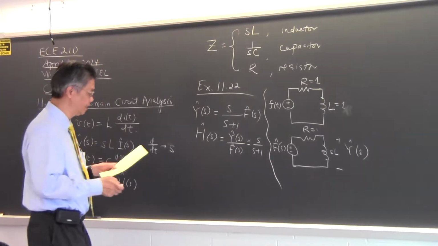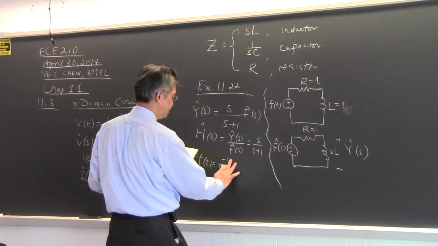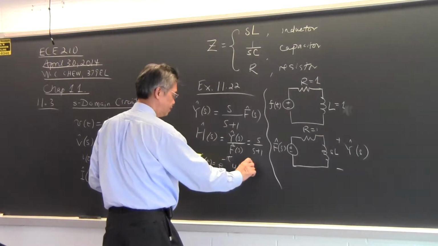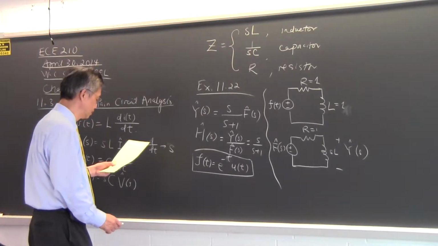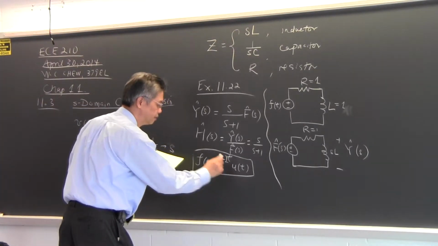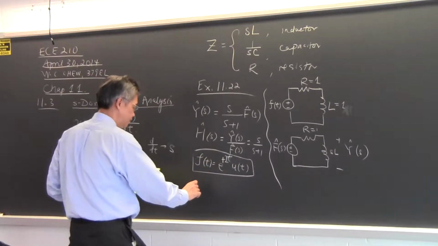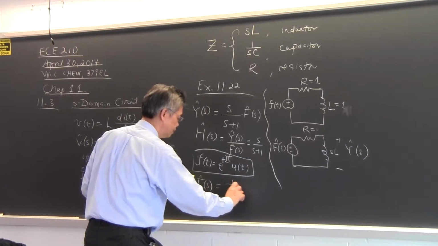And then you're given that the input f of t is equal to e to the minus 2t u(t). Okay, this is the input, and then you find the Laplace transform. There's a 2 here, sorry, there's a plus 2 over here. So you can find F hat of s: F hat of s is just equal to 1 over s plus 2.